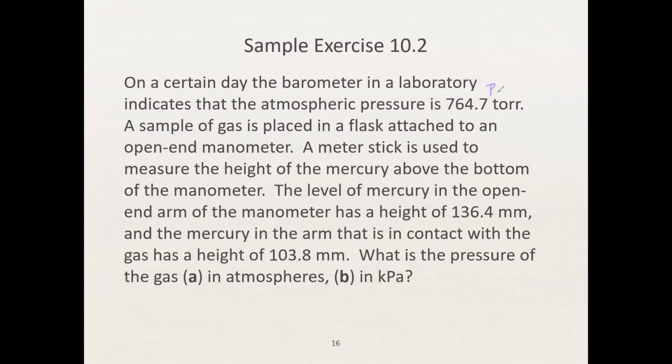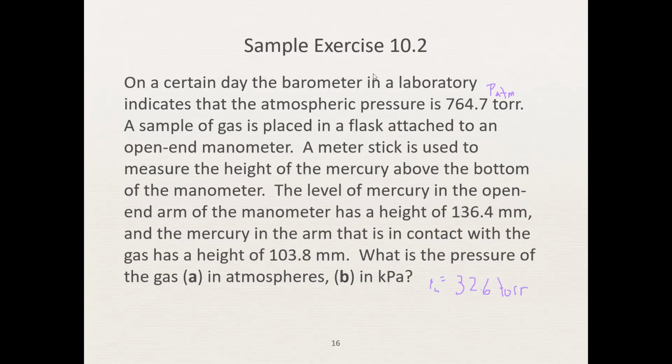But this is going to be P of the atmosphere, so ATM. And then with the height difference, we're going to see it's going to be 136.4 minus 103.8. So we're ultimately going to wind up with 32.6. And then again, we can just change the units of either of these. We can change this one to torr, or we could have changed 764.7 torr to millimeters of mercury, but we just want those to match up. And again, it's the same number, just different units, so it doesn't matter which one we change.